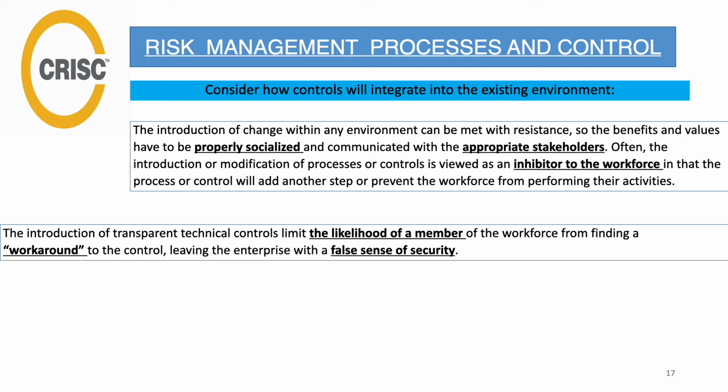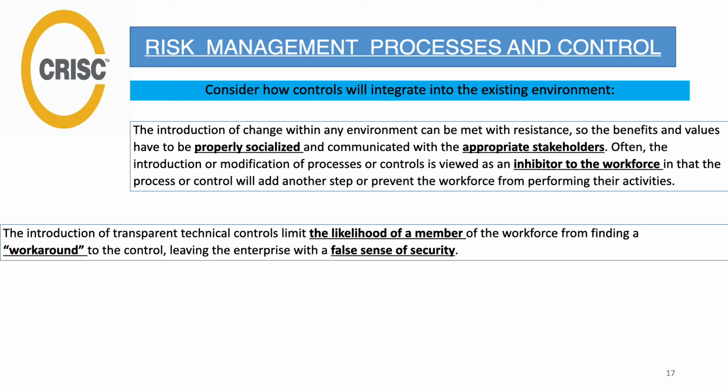Right? In addition, a change of procedure and control is frequently seen as a hindrance to the workforce, since it requires an additional step or else interferes with their ability to carry out their task. Right? So because of this, new technology should, if feasible, and especially when introduced, be as clear to the end user as possible. Right? So the introduction of transparent technical control limits the likelihood of a member of the workforce finding a workaround to the control and leaving the enterprise with a false sense of security.